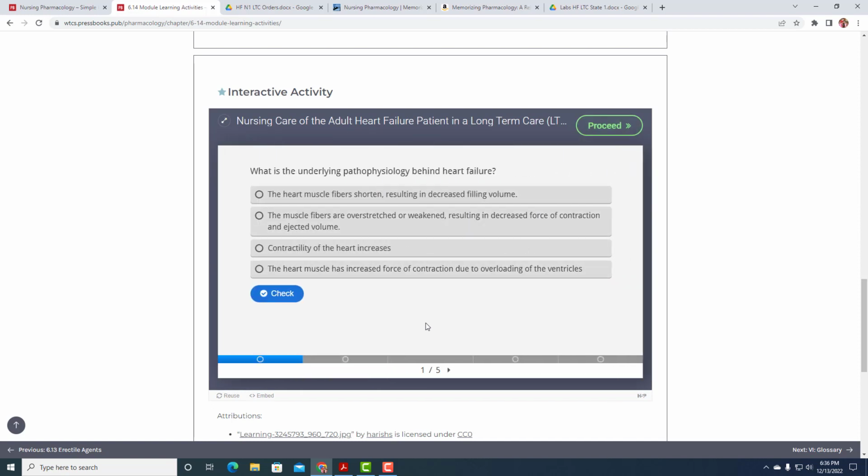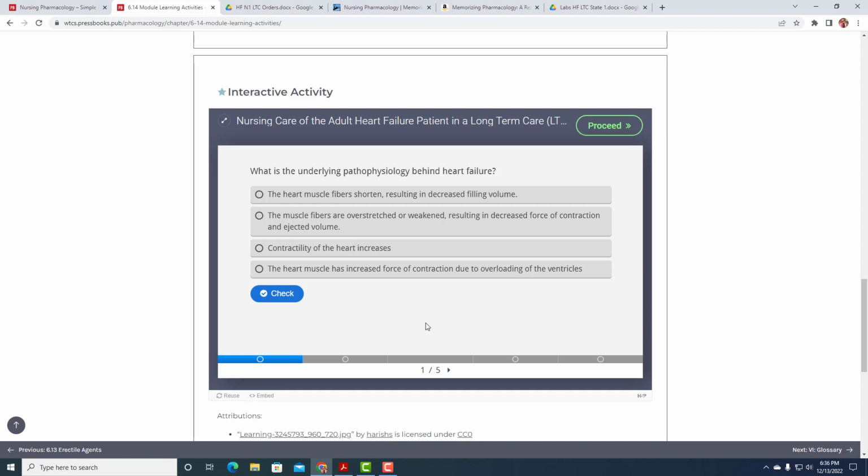All right, so here are some questions that came from it. What is the underlying pathophysiology behind heart failure? A, the heart muscle fibers shorten, resulting in decreased filling volume? B, the muscle fibers are overstretched or weakened, resulting in a decreased force of contraction and ejected volume. 3, the contractility of the heart increases. Or 4, the heart muscle has increased force of contraction due to overloading of the ventricles.